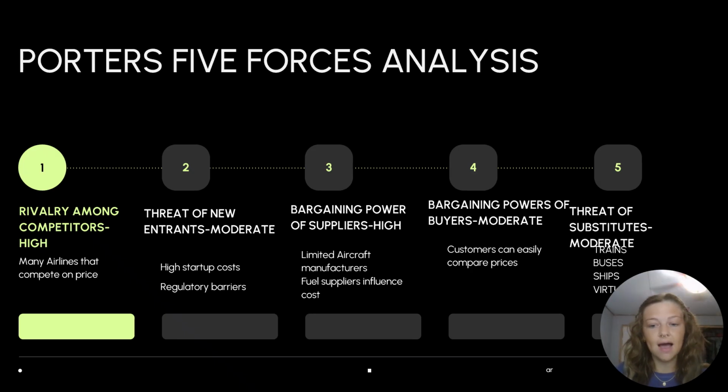Bargaining power of suppliers is high. Not a lot of people make aircrafts, believe it or not, and fuel supply also influences cost. You know, fuel's not just everywhere. We have to dig, we have to find it. Bargaining power of buyers, moderate. Customers can easily compare prices, but if you have the lowest price, then it's not going to be a huge issue. And threat of substitutes is moderate. We have trains and buses, which could get you to the same land. And then you have ships, and then you just have virtual meetings, but virtual doesn't really compete with traveling. So that's that.